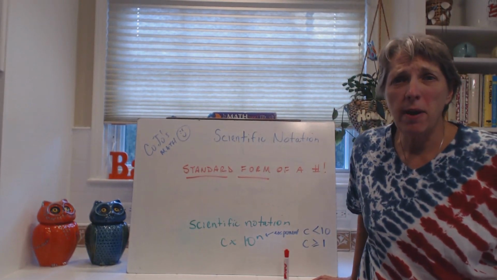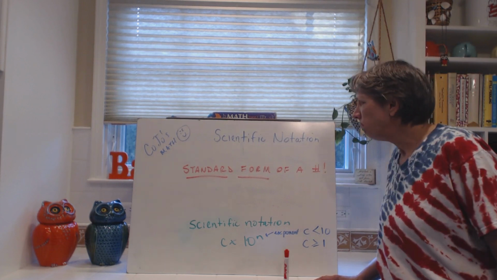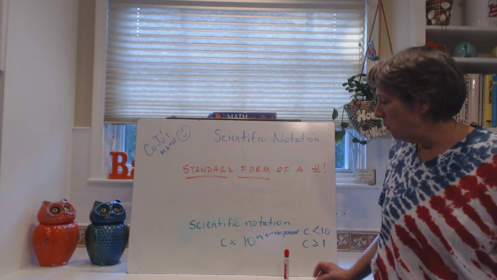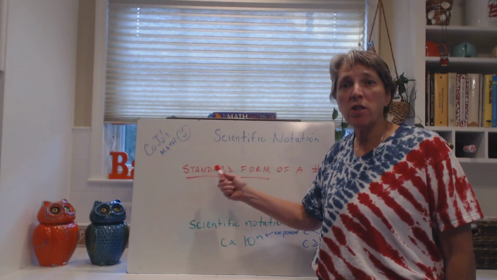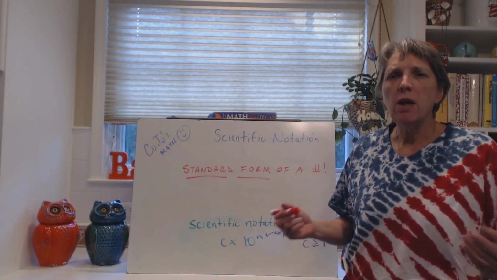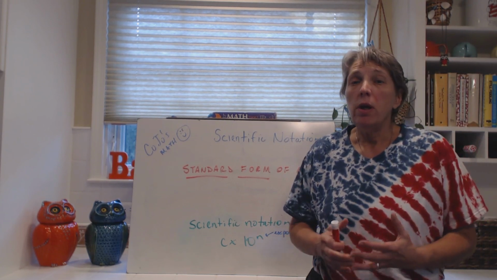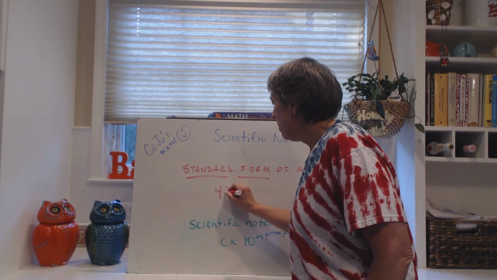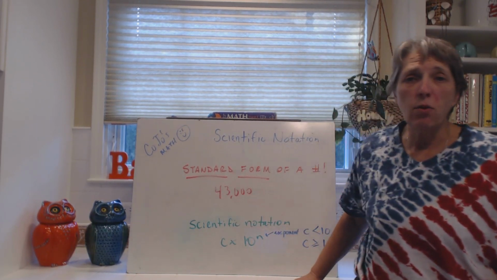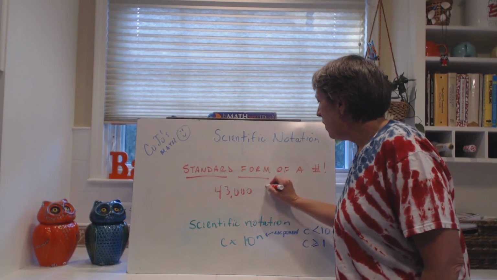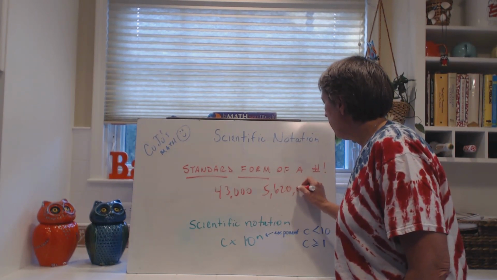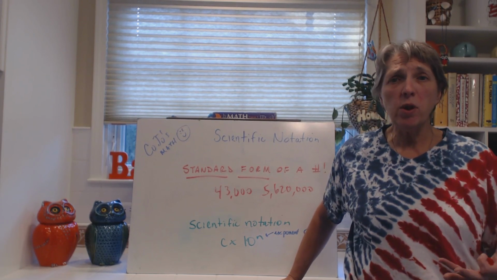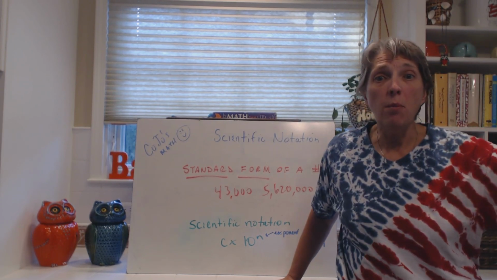So today we're talking about scientific notation. First thing you need to know is standard form of a number. That's a vocabulary term, standard form, and you do need to know how to spell it. So the standard form of a number is just any number the way you think of it. 43,000. That's the standard form of a number. 5,620,000. That's the standard form of a number. So standard form of a number, anytime you hear me say that, is a number.